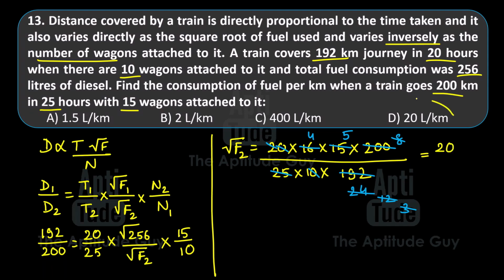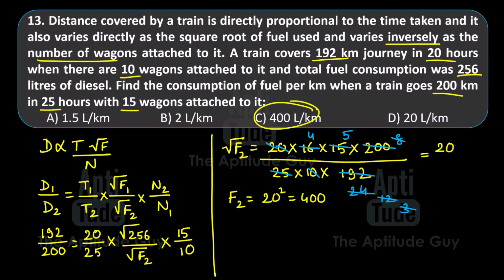This is why 20 is given in the options, but this is not the correct answer. Because this is square root of fuel used, not the entire fuel used. So, the fuel used will be 20 square, which is 400.